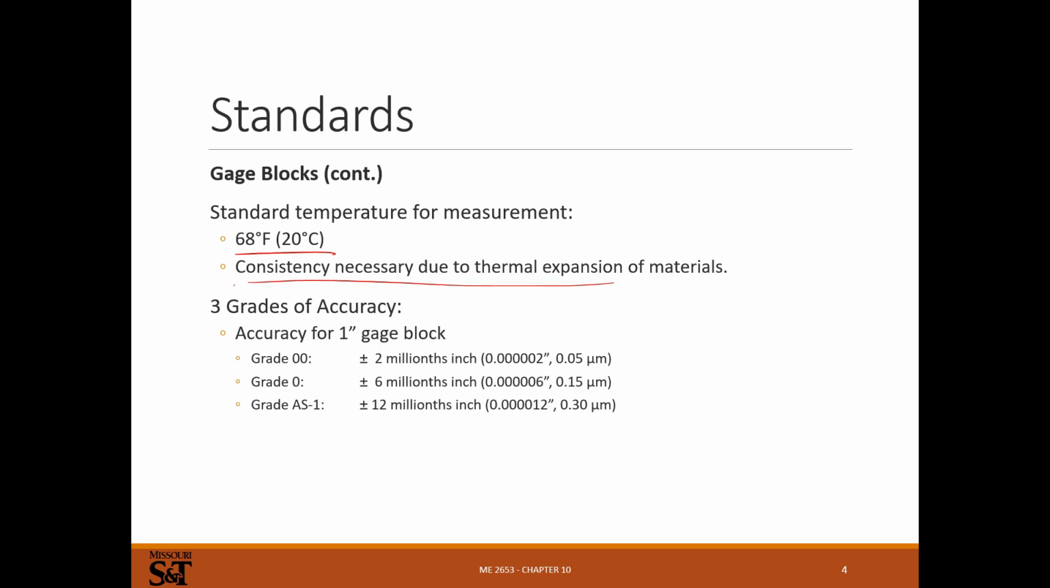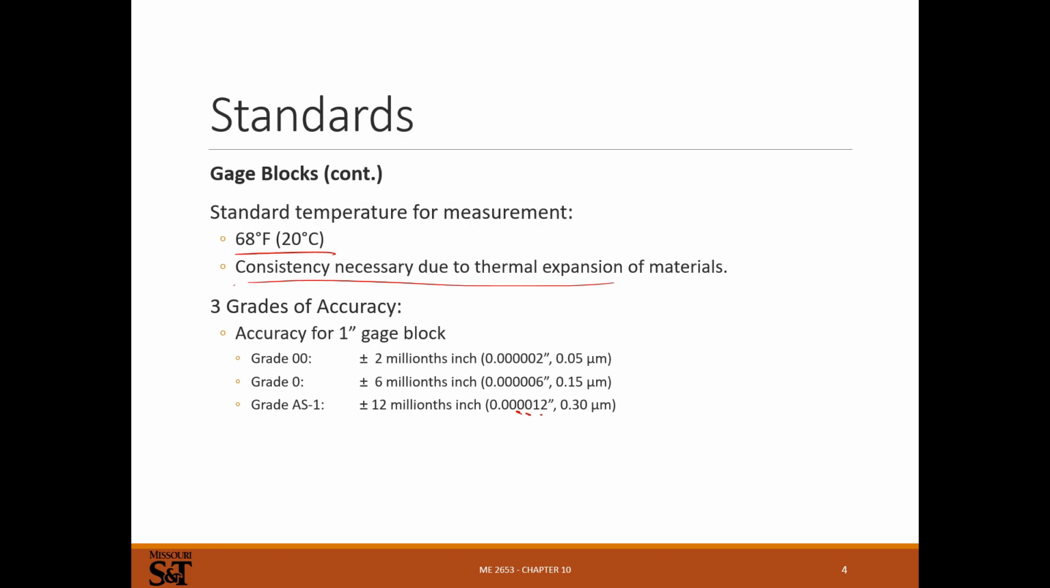It's pretty consistent for steel. You can look that up online for whatever kind of material you need. There's different accuracies for gauge blocks. Obviously, the more accurate, the more expensive it's going to be. You can see these vary from thousandths, tenths of a thousandths. We're talking hundredths of a thousandths of an inch out here.